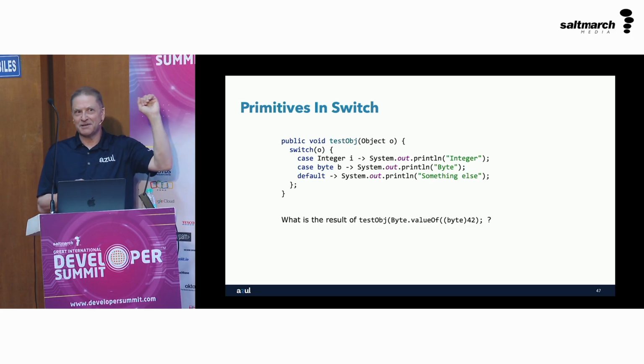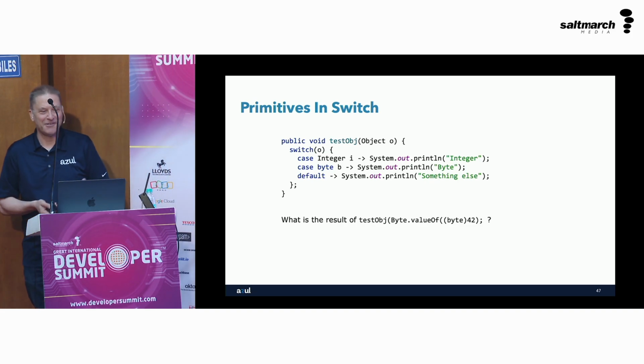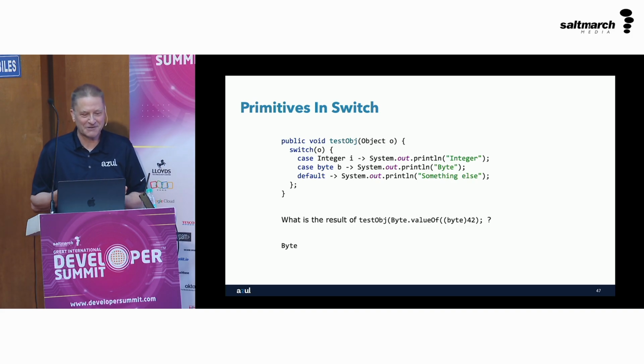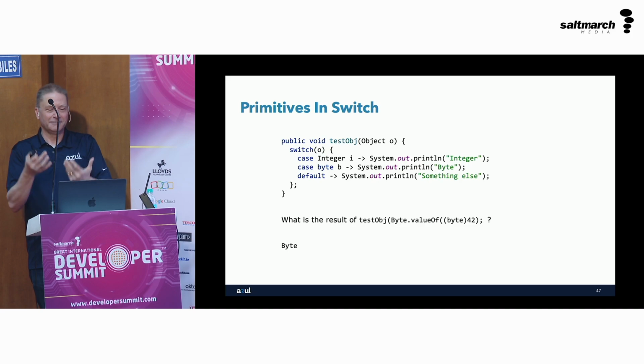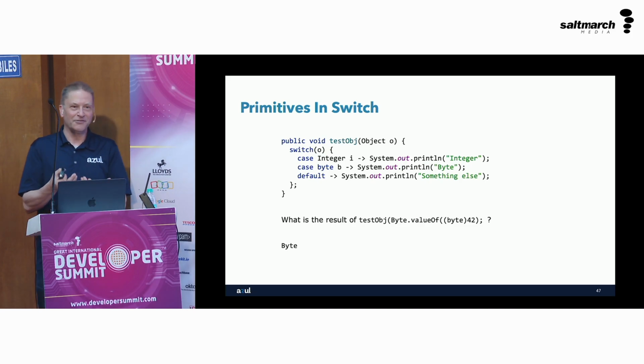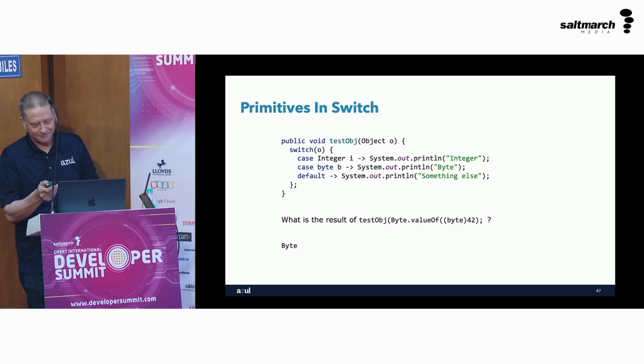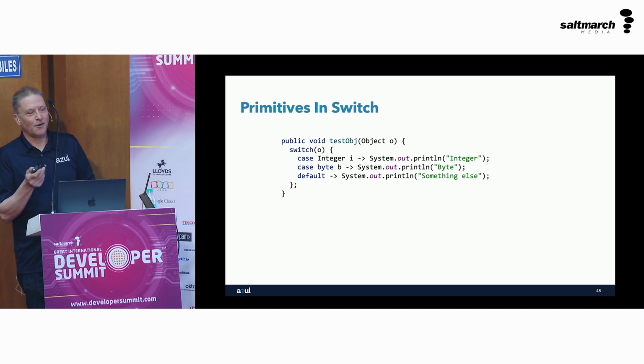Who thinks we'll see something else? Okay, the answer is definitely we will see byte, because we're passing in a byte object. So we're creating a byte object, instantiating it using the valueOf method, and therefore we get a byte. Okay, I think I've got one more here.